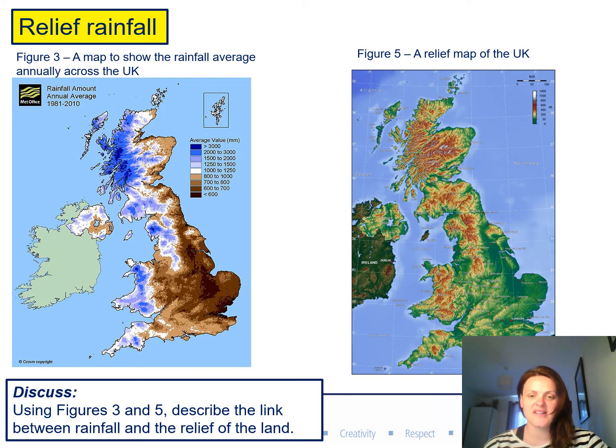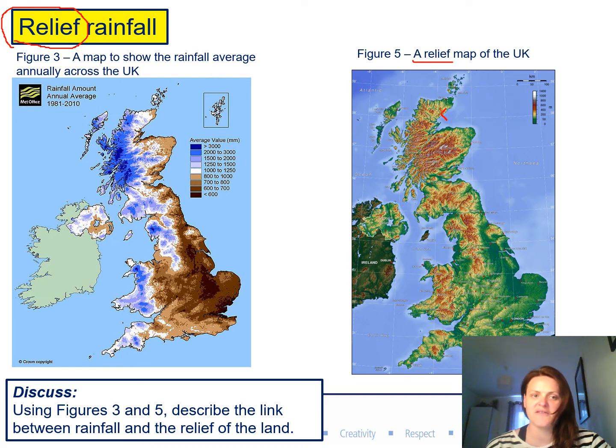Right, here is the second type of rain that we get in the UK. It is called relief rainfall. Now, some of you might recognise the word relief. What do you think relief means? Well, as you can see, if we look at figure 5, a relief map shows where the high land and the low land is. So relief means how high or low or flat the land is.